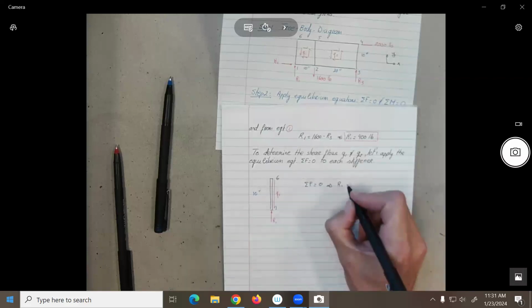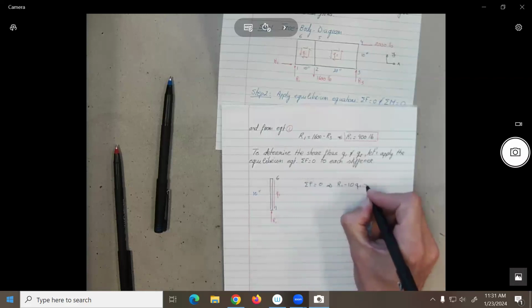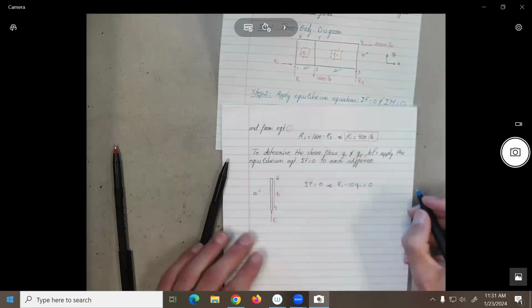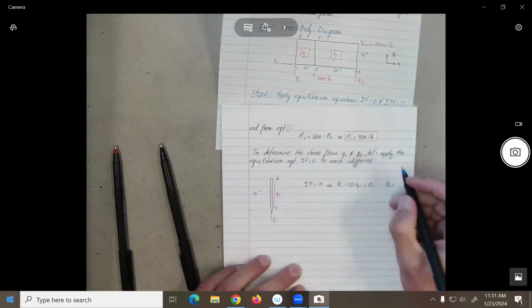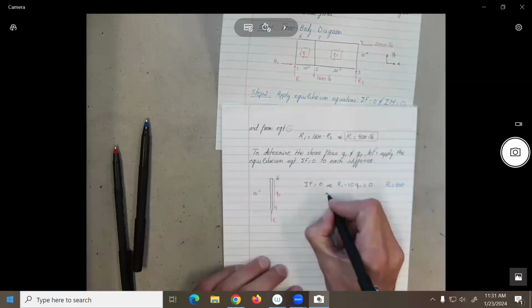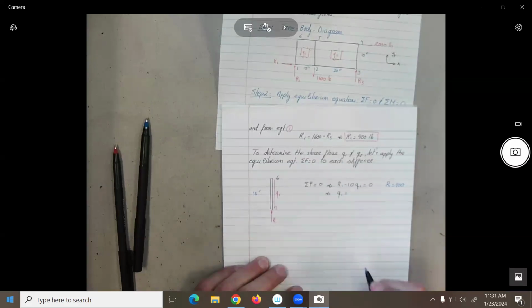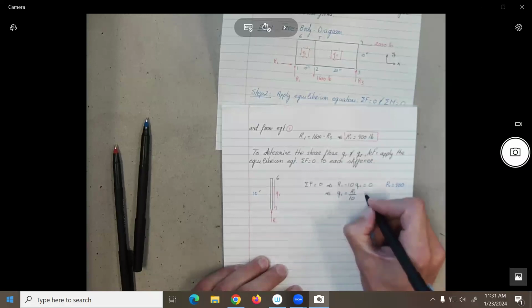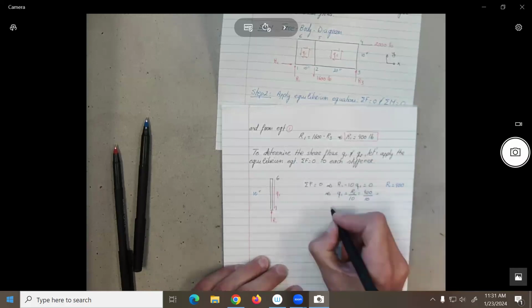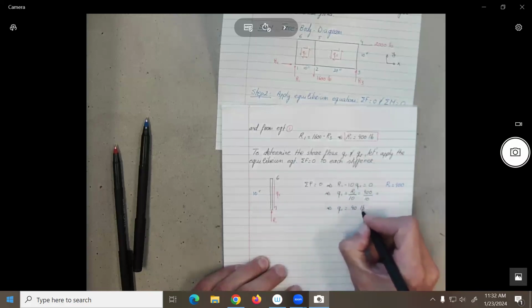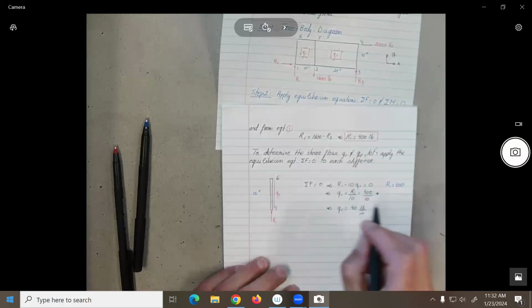R1 minus 10 Q1 equal to 0. And we know from above that R1 is equal to what? 400. So basically we can rewrite over here that then Q1 is going to be equal to what? R1 over 10, which is 400 over 10, which is going to give you that Q1 is 40 pounds per inch.